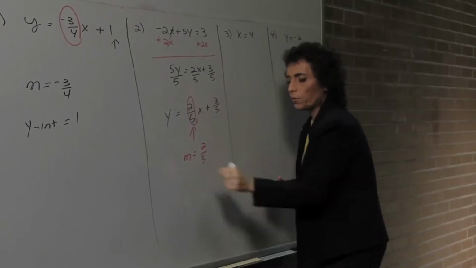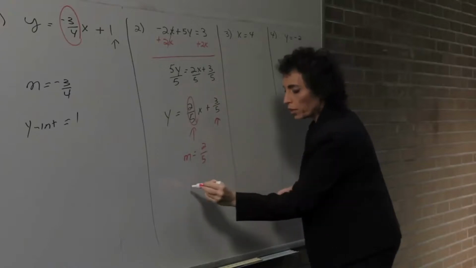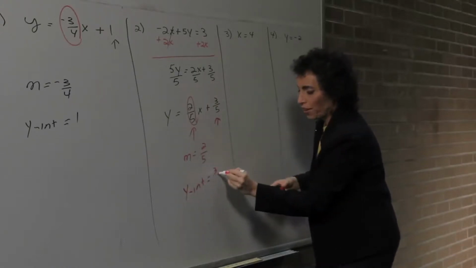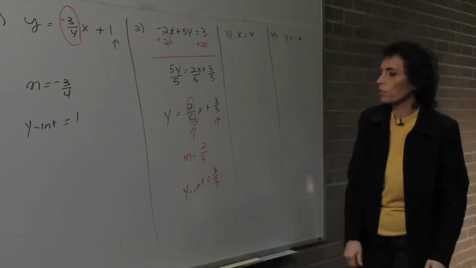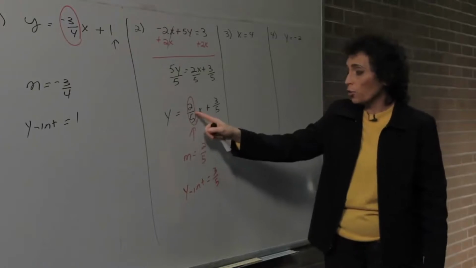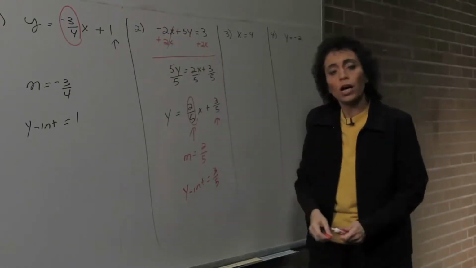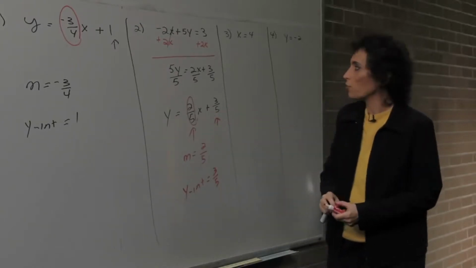Remember the symbol for slope is m. The y-intercept is 3/5, once you solve it for y. Notice, 2/5 wasn't the coefficient of x before. We must solve this for y. And the coefficient of x is the slope, and the constant term is the y-intercept.